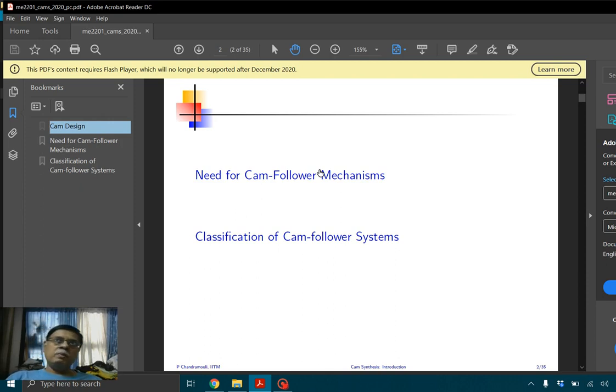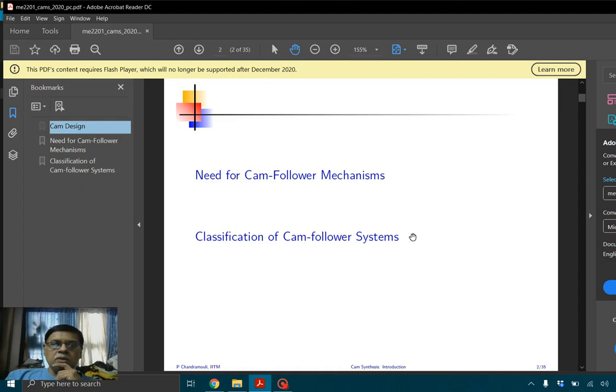Then I'll probably have about 2 to 2.5 lectures looking at graphical design of CAM follower systems, and probably another 2 to 2.5 lectures looking at the analytical way to do the CAM synthesis. So with that, of course, module 2 will be wrapped up, and then Dr. Abhijit Sarkar will take over for the rest of the semester.